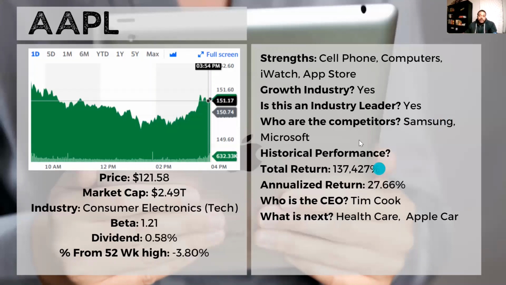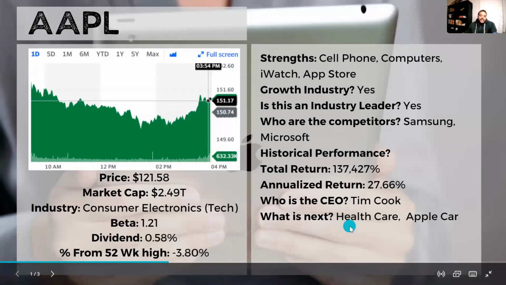And then we have the historical performance. So I pulled up this information by looking at what was Apple's price when it went public. And this was, I think, approximately 1980. And it's had a 137,000% return over that time. That equates to an annualized return of 27.66%.